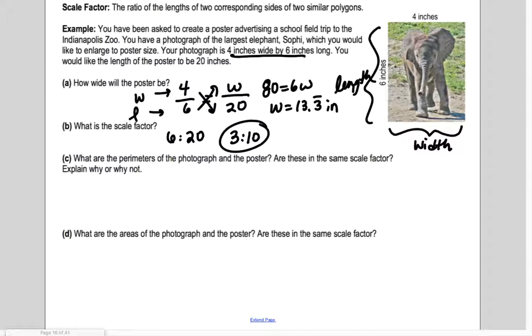Could I go even smaller and do 1 to 3.33333? I could, but that's kind of weird, right? We try not to use fractions or decimals in our scale factor.